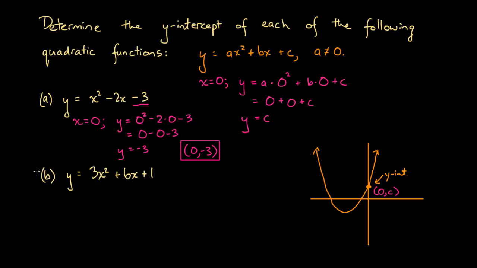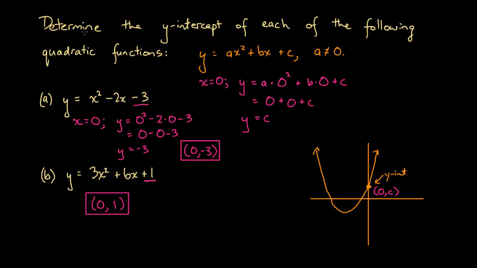So let's apply it to this second one. Here we've got b, y equals 3x squared plus 6x plus 1. Well, again, we could substitute x equals 0 in here, but we know that the x-coordinate of the y-intercept is going to be 0. All we need to do is figure out the y-coordinate. Well, the y-coordinate is just going to be this constant. The constant here is plus 1. So the constant is going to be 1. Consequently, this is going to be the y-intercept of this function.